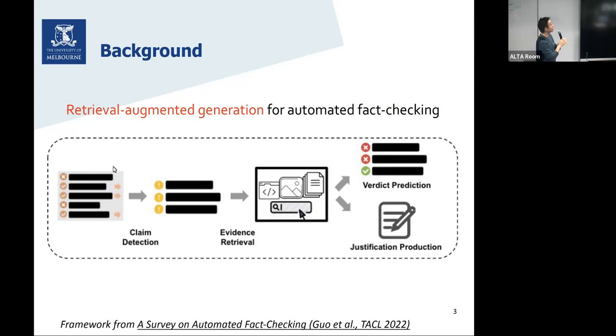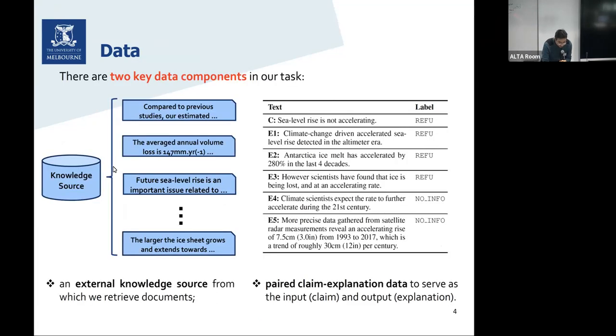In our work, we are focusing on justification production. We are generating explanations, trying to justify our predictions. This picture is taken from a survey. First, let's take a look at our data. There are two key data components. The left is the external knowledge source, and the right is paired claim explanation data to serve as the input and the output. This is what we are doing our experiment on.